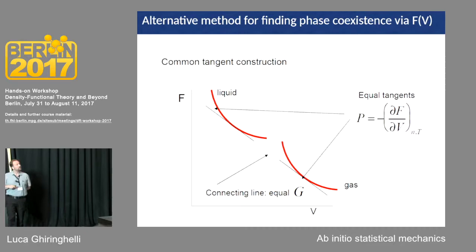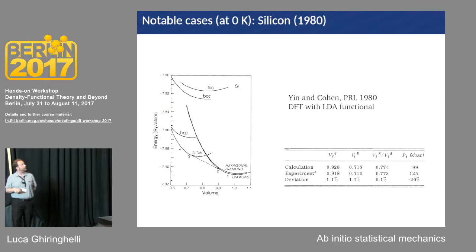Another way to get the coexistence without transforming into the pressure-temperature ensemble, staying in the volume, so the canonical ensemble, is by looking at the common tangent of the equations of state. So you have the free energy as a function of volume, and where these two curves have the same tangent, you have a coexistence, and the slope is minus the pressure. And you have seen this already. This was historically the first time a phase diagram was calculated ab initio. Matthias has shown this the first day, Yin and Cohen in 1980. This is at zero temperature, so the free energy is actually energy. So you get the coexistence at zero temperature.